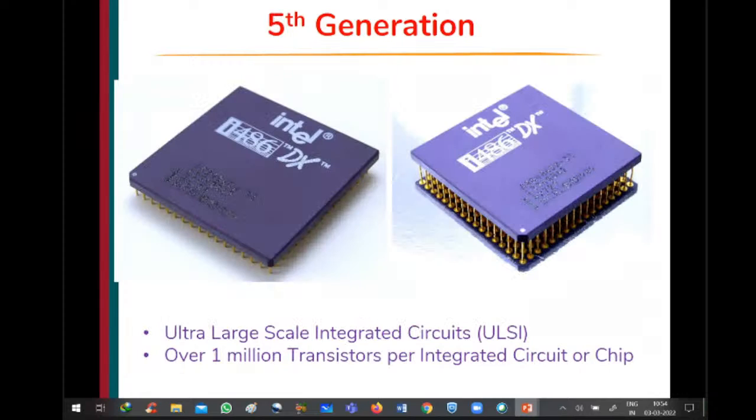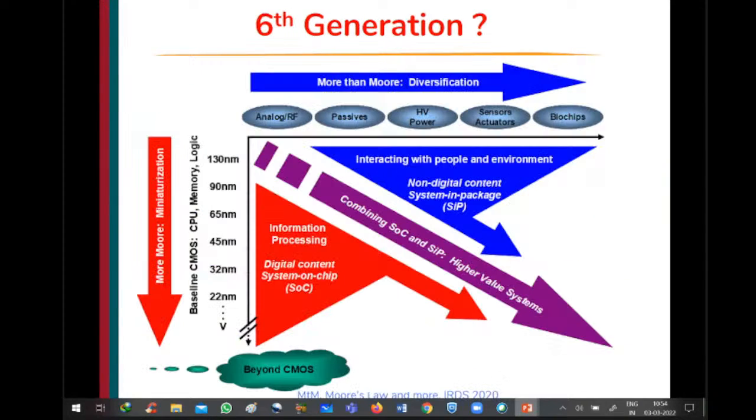So now this is the fifth generation. Your i7 processor and all is much later, but there is something called the fifth generation, 1 million transistors. But where will it go? Tomorrow, device dimensions will keep reducing, and they are planning to diversify. Earlier, devices and metals were integrated. Now they are thinking of integrating analog RF components and passive devices, power devices, sensors and actuators, biochips. So they are planning to integrate all those things in the same IC. That is the plan.